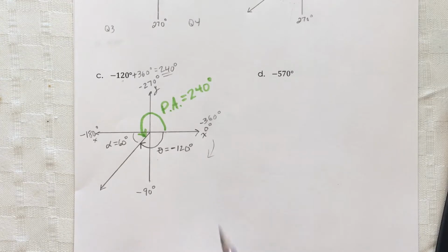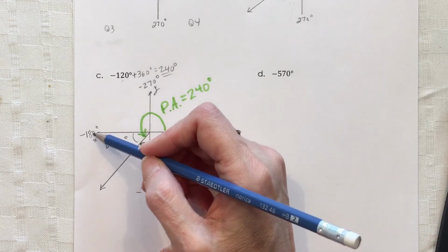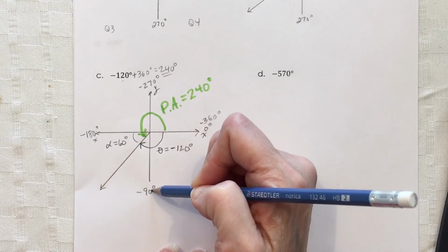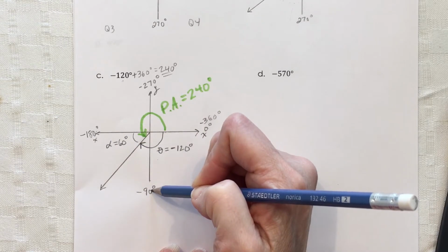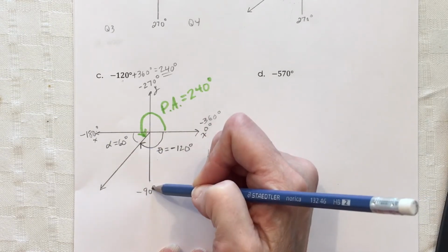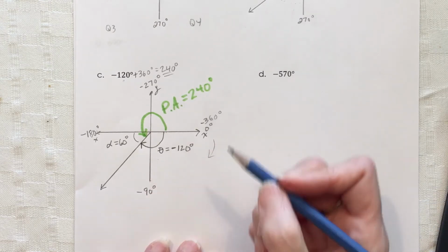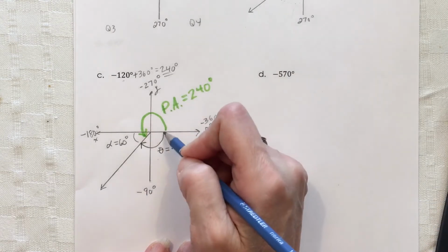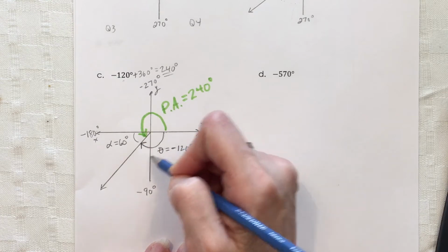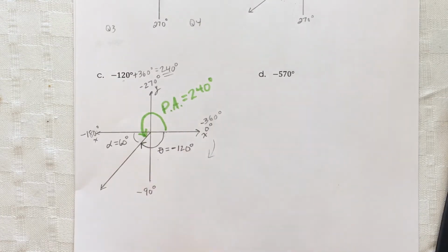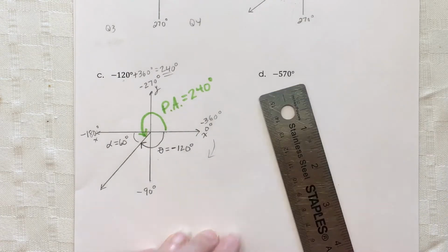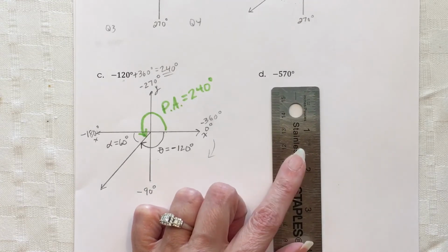Okay, so you draw your terminal arm at 240, which is between positive 180 and positive 270, closer to the 270. Okay, so that would have been another way we could have done it, but then we would have had to remember to draw our arrow going in the reverse direction for a negative angle. All right, another one to try here.